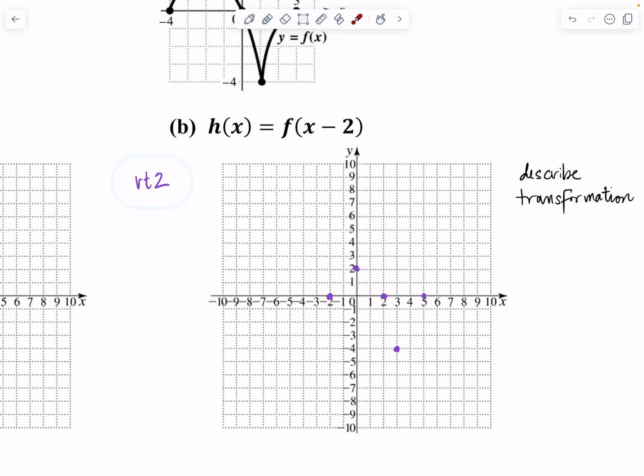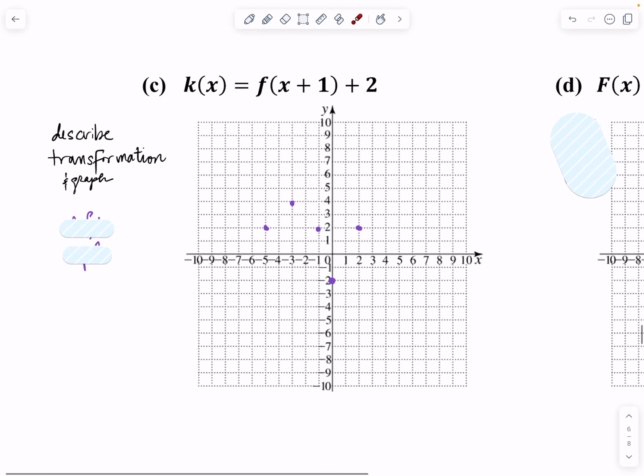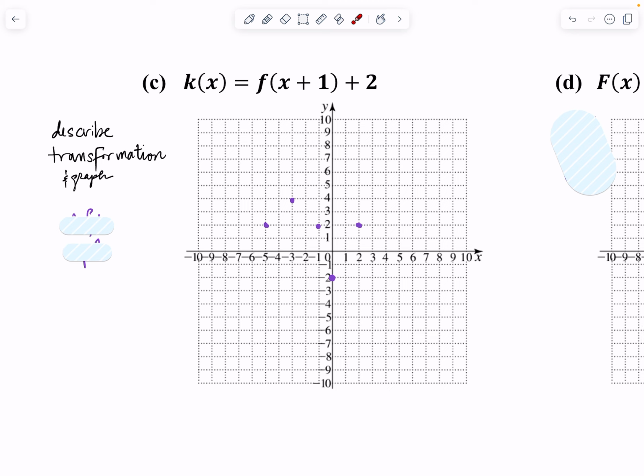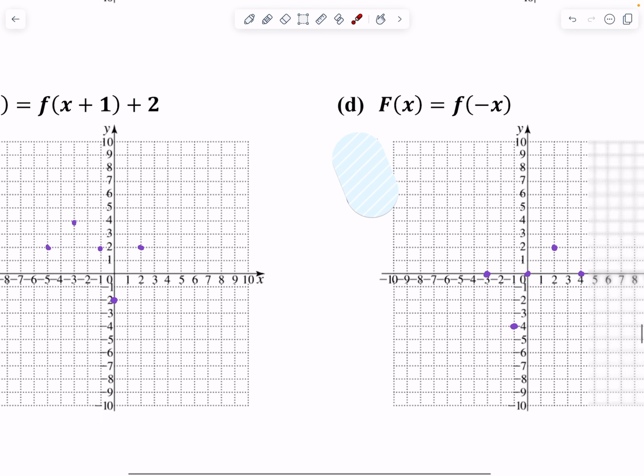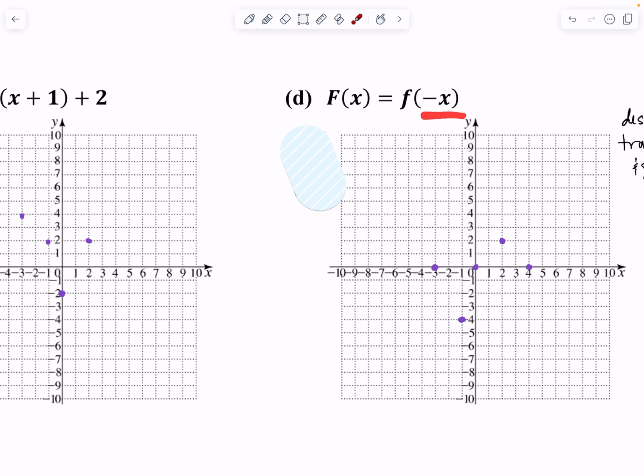So he's going to go to the right 2. Kid number 3, or kid C, notice he has 2 things. On the inside, this guy is going to tell me to go left 1, and on the outside is going to go up 2. And last but not least, this guy is going to be a reflection, but it's going to reflect over the y-axis because it's on the inside of the parent.